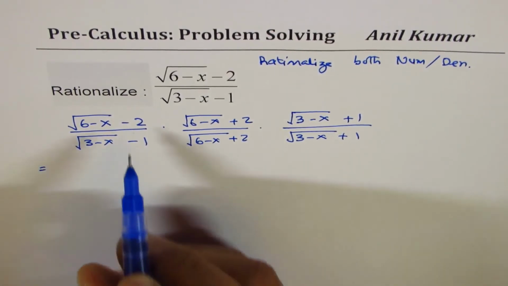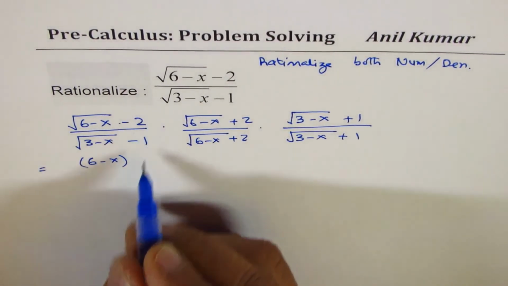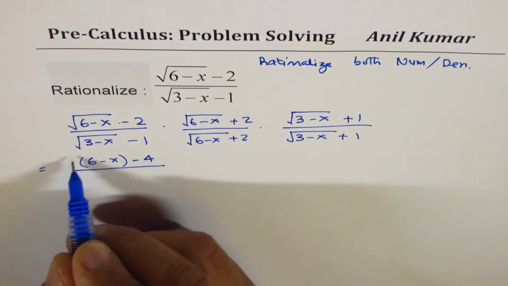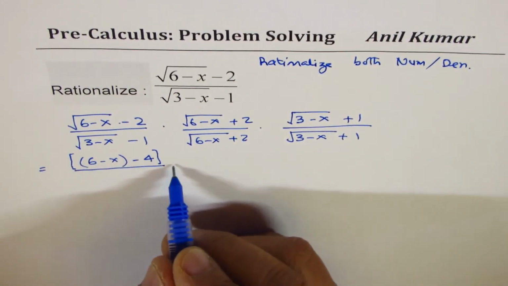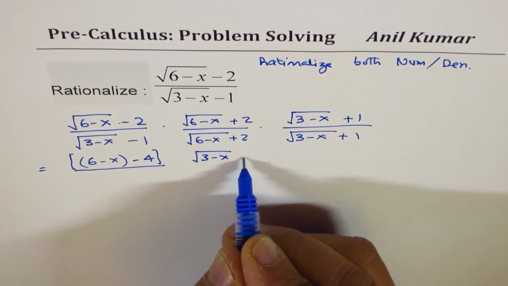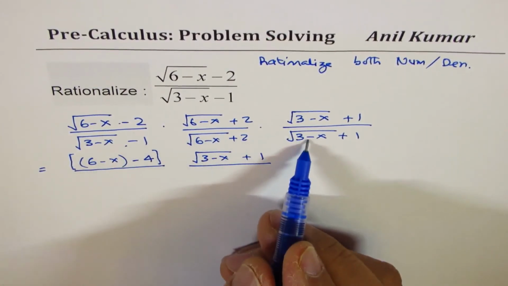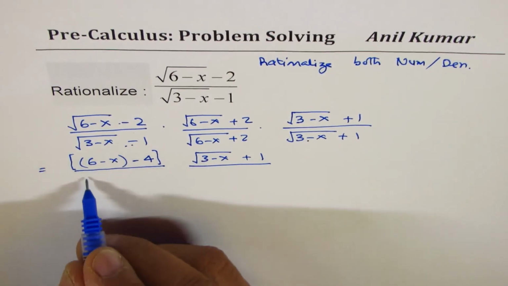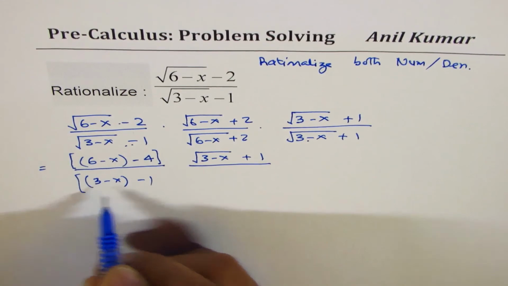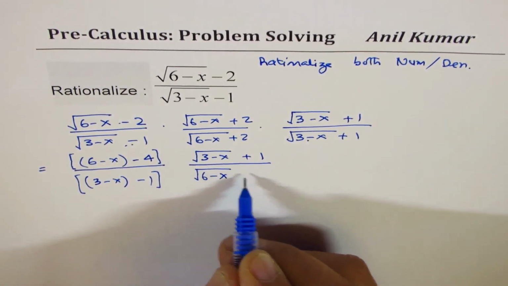Perfect. So when you multiply, these two terms will give us 6 minus x minus 2 square, which is 4. And let me write this in a bracket, okay. And this term, which is square root of 3 minus x plus 1. As far as the denominator is concerned, we can multiply these two, rationalizing the denominator. So we get 3 minus x minus 1, correct, as this term. And we are left with that, which is square root of 6 minus x plus 2.